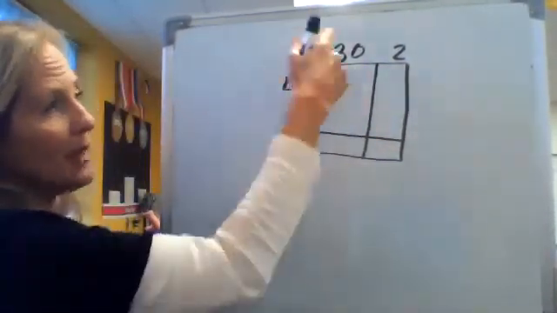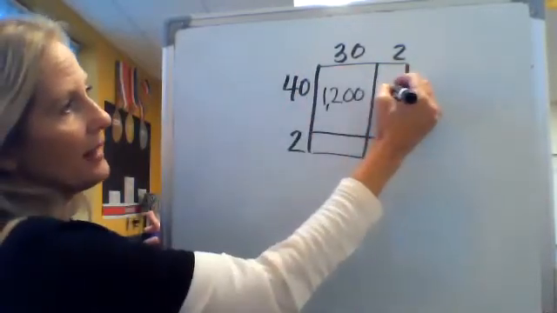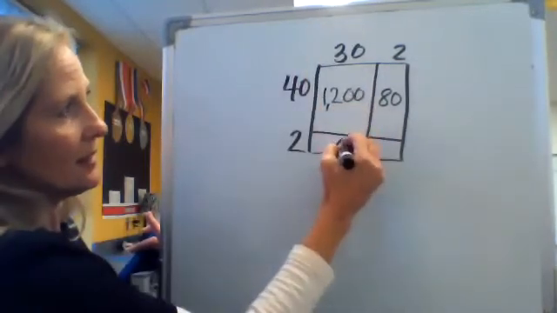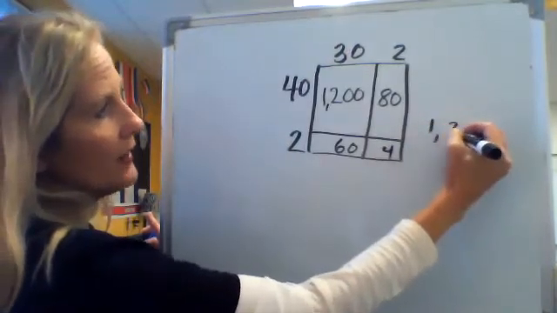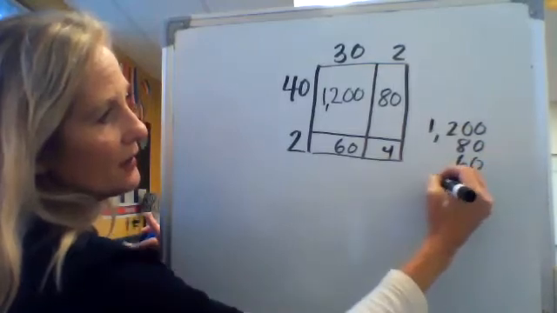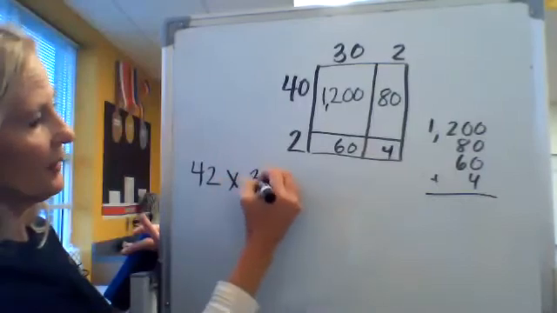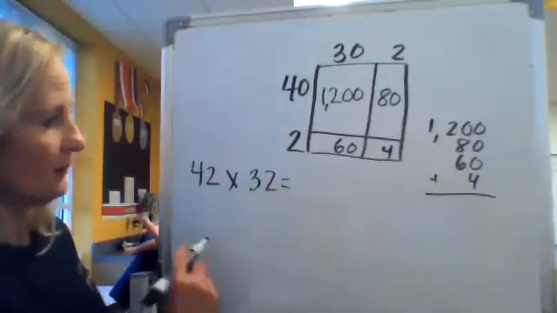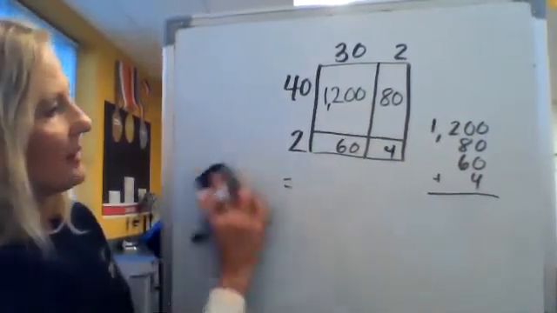40 times 30 is 1,200. 40 times 2 is 80. 2 times 30 is 60. And 2 times 2 is 4. And when I add all of these together, I'll end up getting my final product for the original problem, which was 42 groups of 32 is what I was trying to add up. Okay, so again, it kind of breaks it up and makes it simpler and more understandable about the numbers that you're really using.